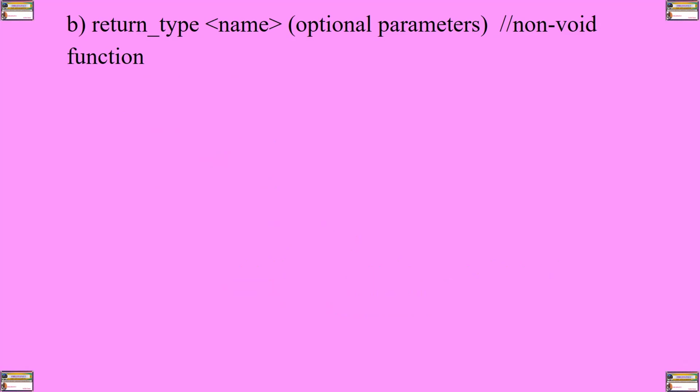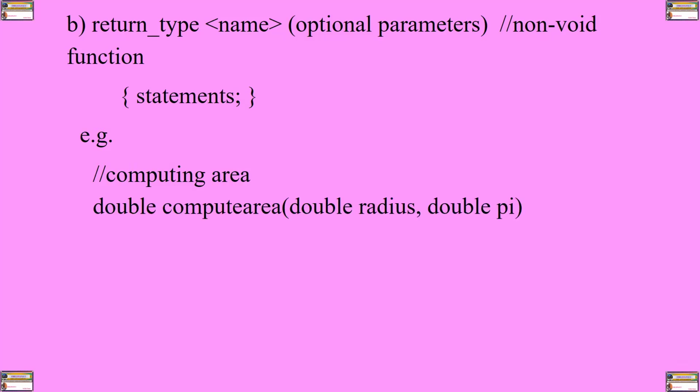The next type is the one for a function which is supposed to return a value. We call them non-void functions. And the format is the return type, followed by the name of the function and the optional parameters, and then the body, which is composed of declaration statements and other statements for input and output, if necessary. For example, you can have a function for computing the area, and its format is as follows.